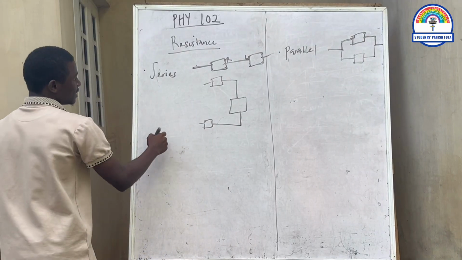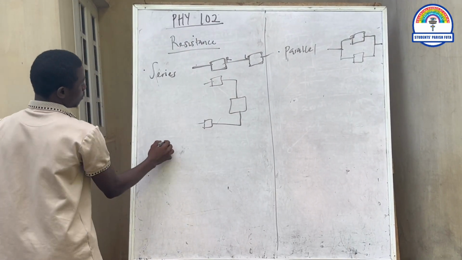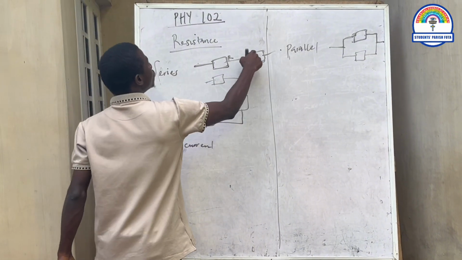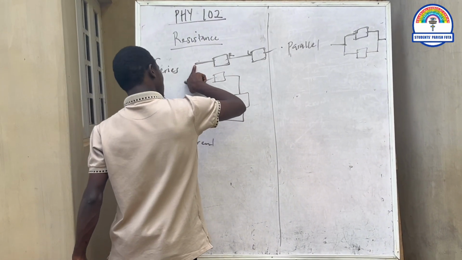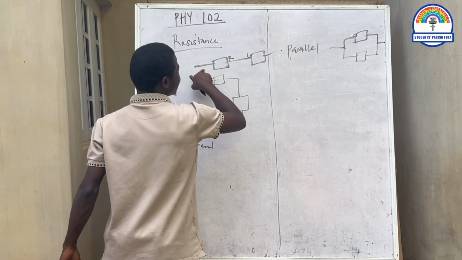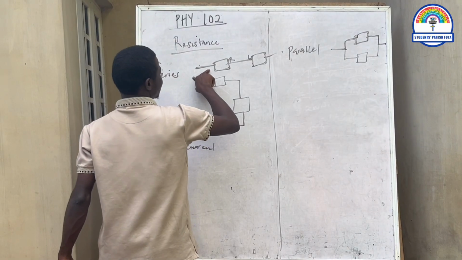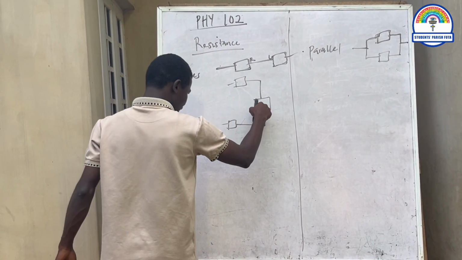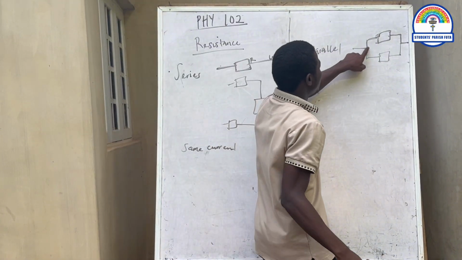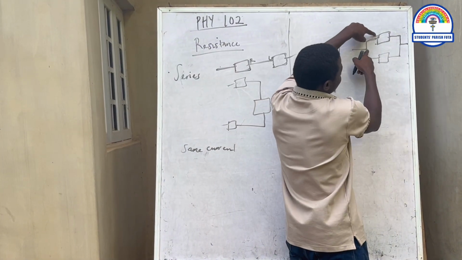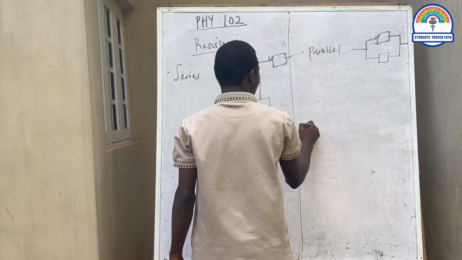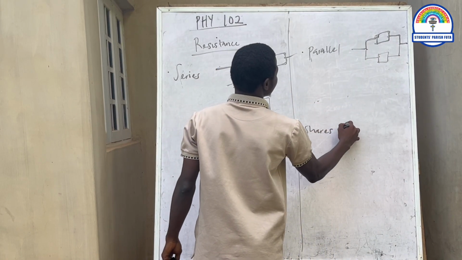So for series resistors, what do they have? They share the same current, because the current can move to and fro. It can move from this to the end, so it carries the same current. 2 amperes enters here as well. Before it comes out, there is something that shares it. So here, same current. Here, they share or split current.